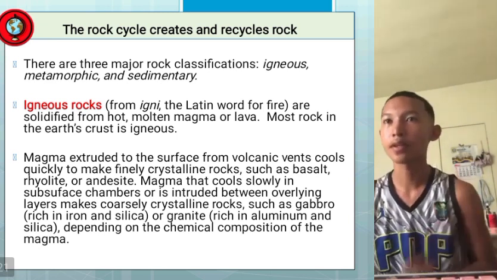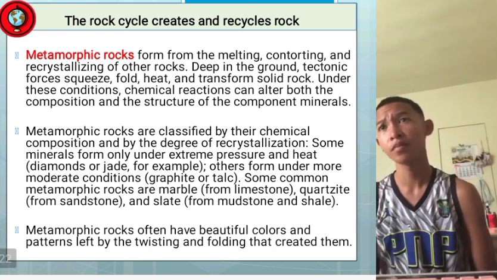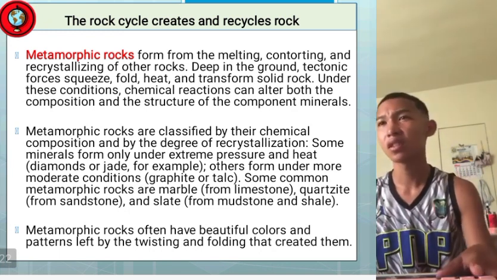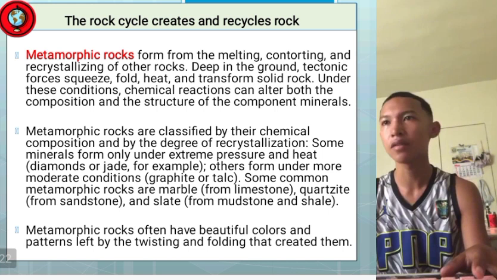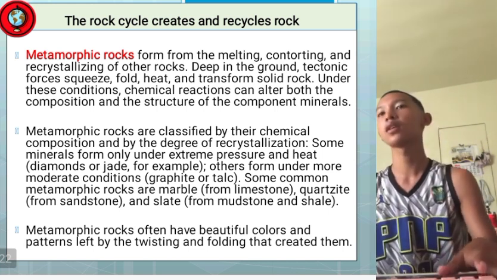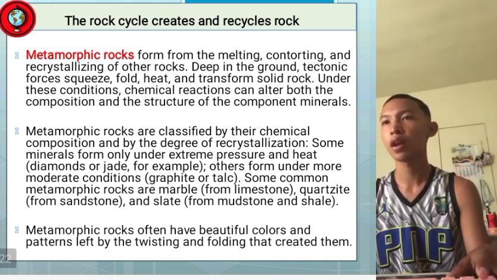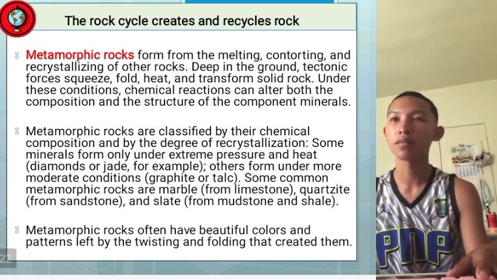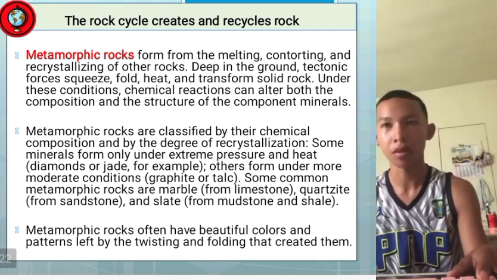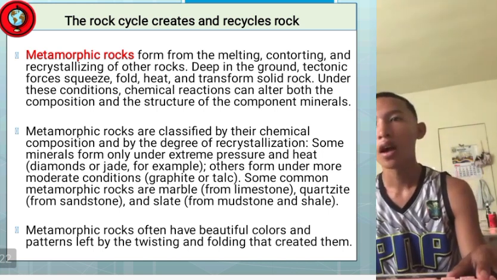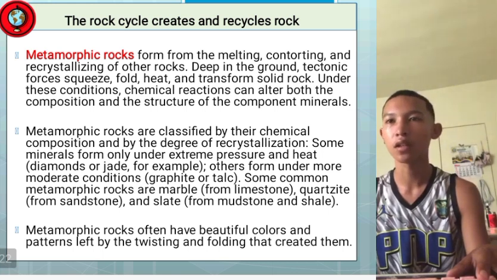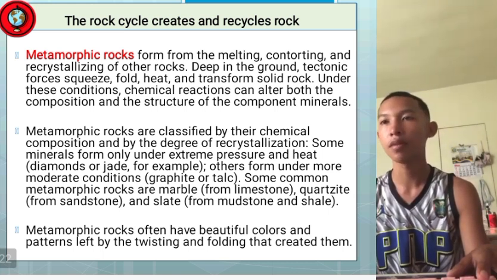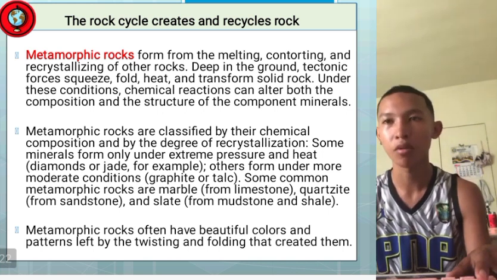So metamorphic rock, from the melting, contorting, and recrystallizing of other rocks deep in the ground, tectonic forces squeeze, fold, heat, and transform solid rock. Under these conditions, chemical reactions can alter both the composition and structure of the component minerals. So metamorphic rocks are classified by their chemical composition and by the degree of recrystallization.